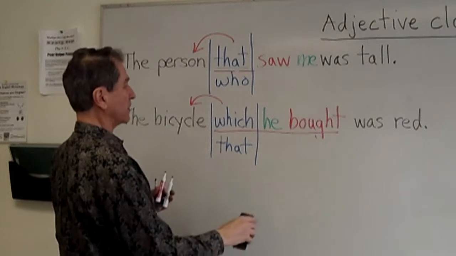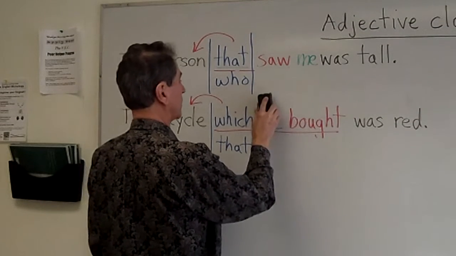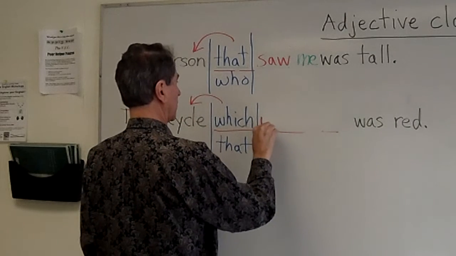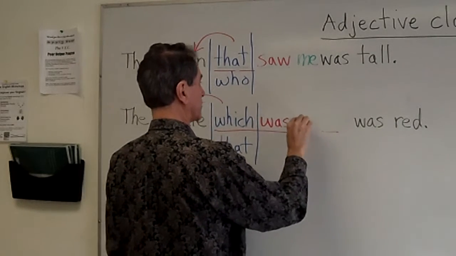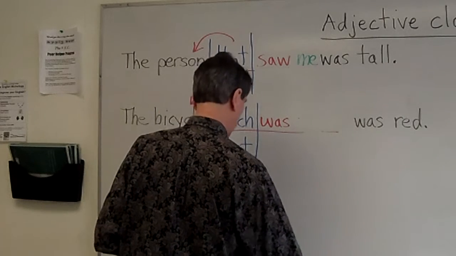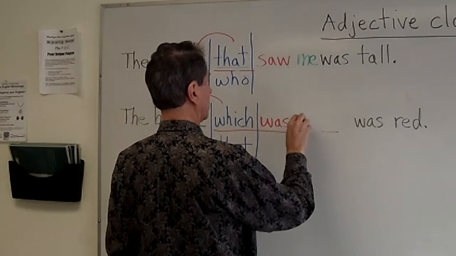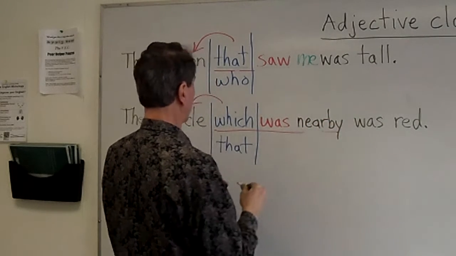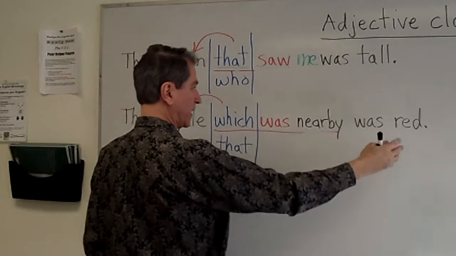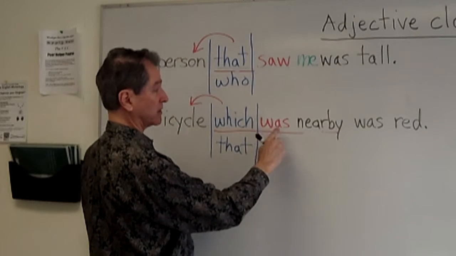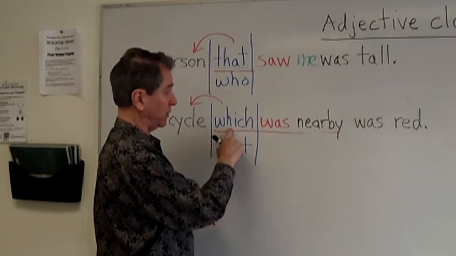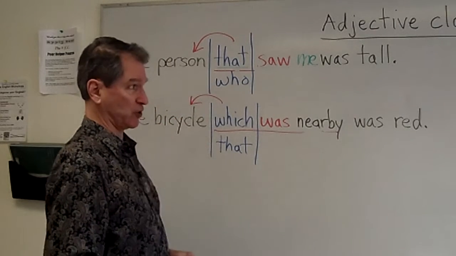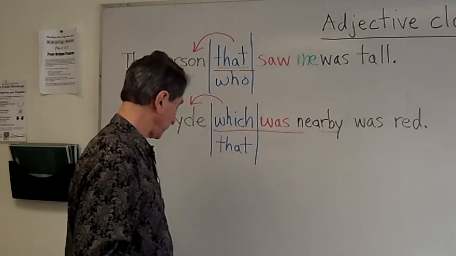The bicycle which was nearby. The bicycle which was nearby was red. So which is the subject of was, as well as being the marker for was. So far we've had who, that, and which. Let's look at 3 more.